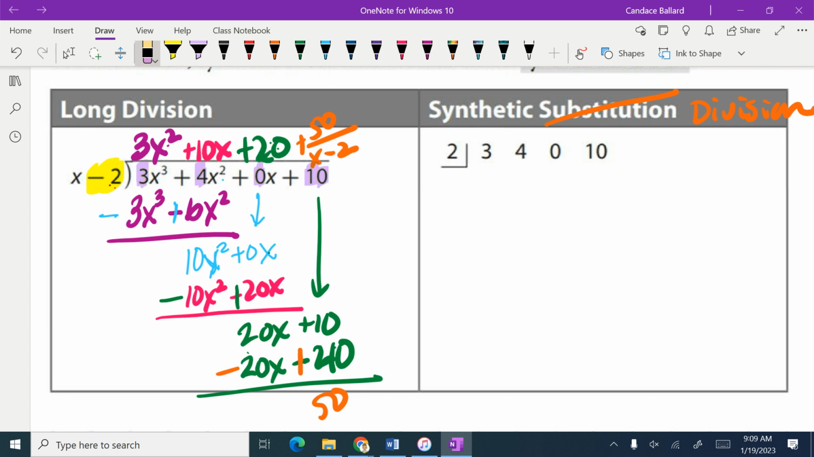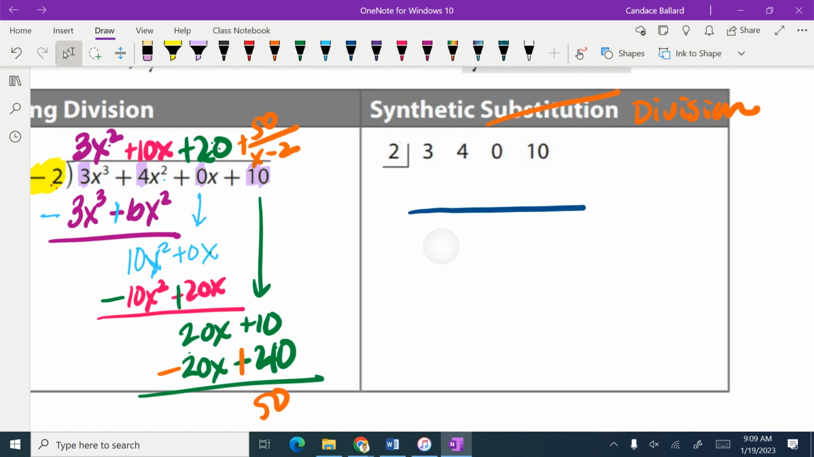And now I'm going to show you another process. So this process is called synthetic division. It's another way to divide. Okay. It's got a lot less steps than this. All right. So the first step is I just drop my 3. Okay. And then I'm going to follow a pattern. I'm going to multiply and add, multiply and add, multiply and add.